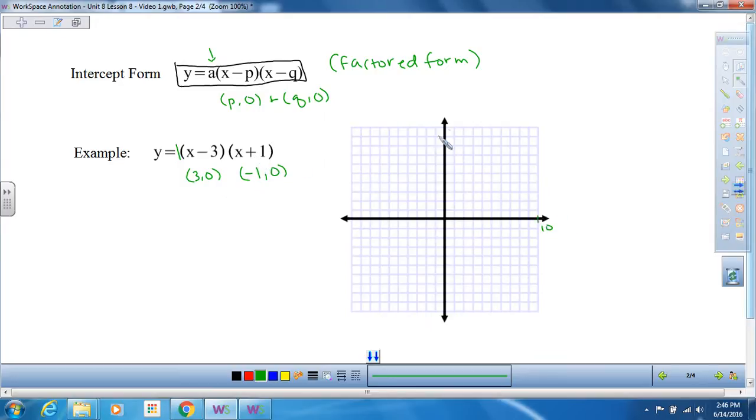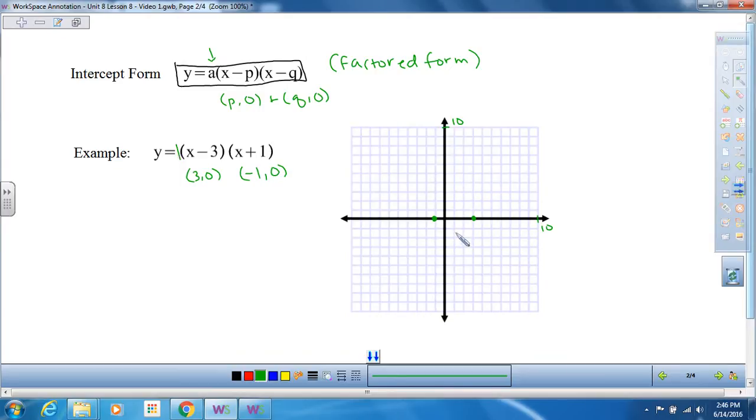Okay, so on a graph, you graph those 2 intercepts, so (3, 0) and (-1, 0). They're both on the x-axis, they're both x-intercepts. So I know my parabola has to go through them. So it's either going to go through them like this, or open down and go through like this. Since there is not a negative out front, I know it's going to open up.